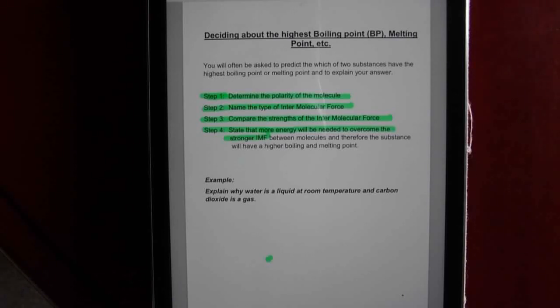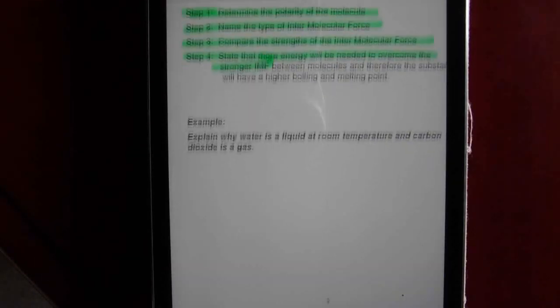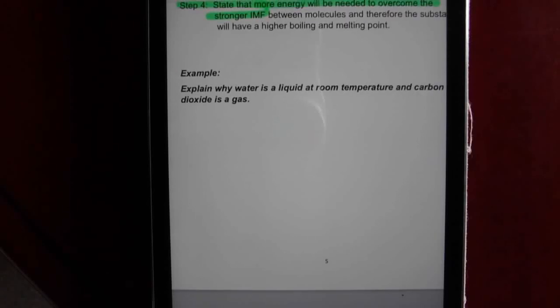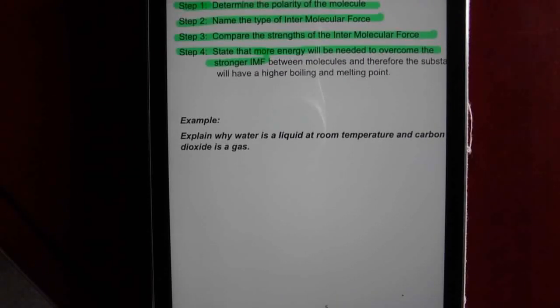So step by step, you will get your marks, and you will see that in the exam these normally count 4 marks, and then you'll know you have to go through the thinking here and decide for yourself which one has the highest boiling point or the lowest boiling point. So let's look at this example, and we're going to try and score 4 marks for this question.